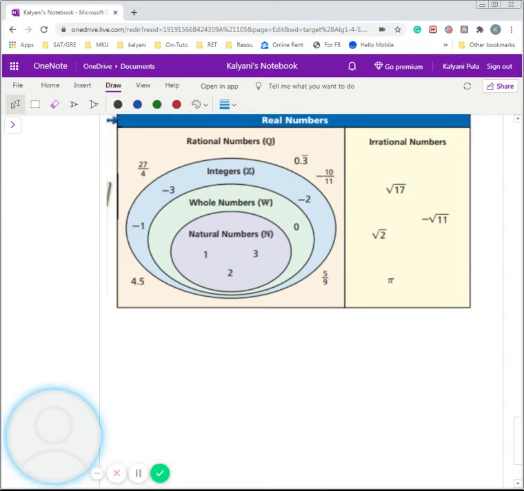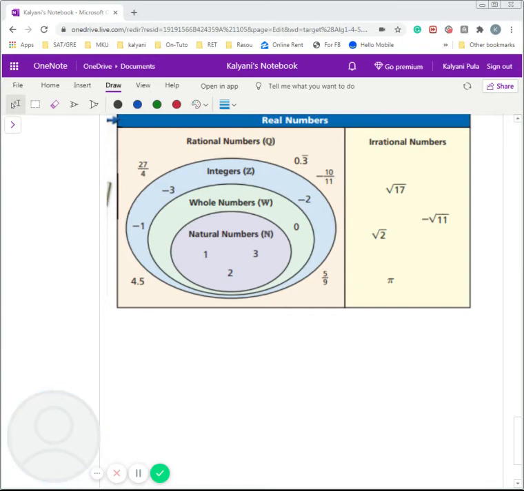Now, when you see this one, basically the number system, first we have natural numbers. Natural numbers means starting from 1, 2, 3, like counting numbers. Let's say I give you a couple of candies and ask you to count. You start counting with 1, not 0, right? So that's called natural numbers.